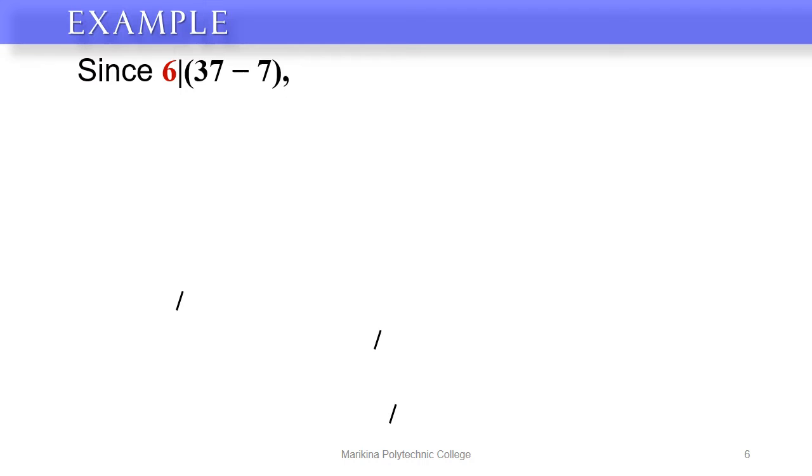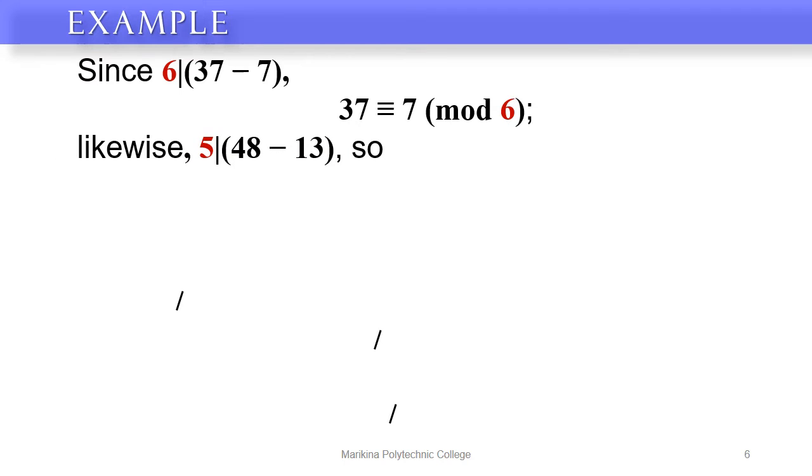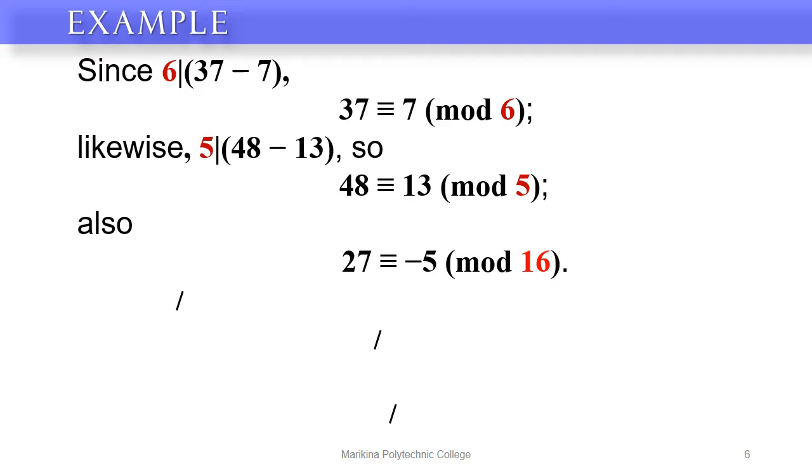Here are some examples. Since 6 divides 37 minus 7, or 6 divides 30, 37 is congruent to 7 modulo 6. Likewise, 5 divides 48 minus 13, or 5 divides 35. So, 48 is congruent to 13 modulo 5. Also, 27 is congruent to negative 5 modulo 16 because 16 divides 27 minus negative 5, or 16 divides 32.